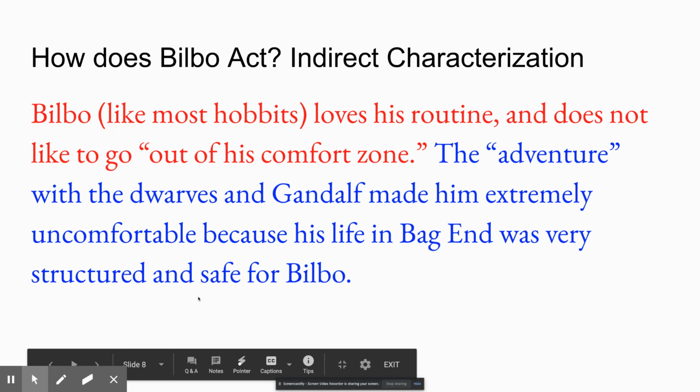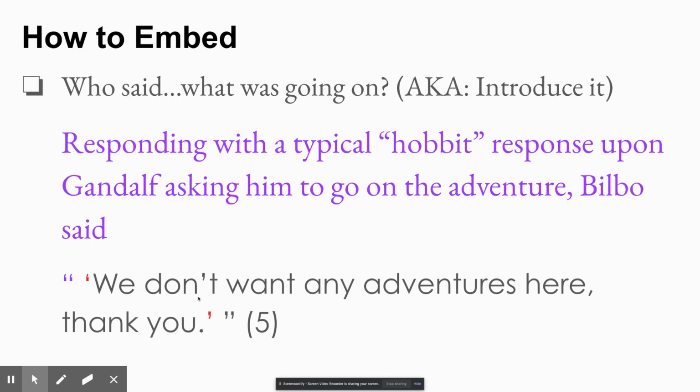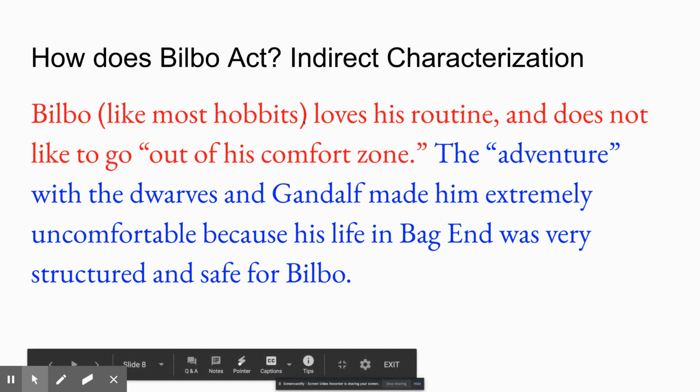From there, you need to do indirect characterization or show what's going on. Like, for instance, with the first one, with this embedded quote. What does that mean? What does it represent? Bilbo, like most hobbits, loves his routine and doesn't like to go out of his comfort zone. The adventure with the dwarves and Gandalf made him extremely uncomfortable because his life in Bag End was very structured and safe for Bilbo. A good way to do this, you do one sentence that's broad.